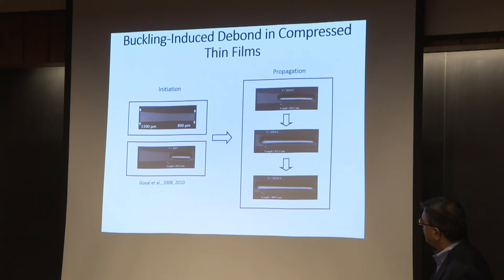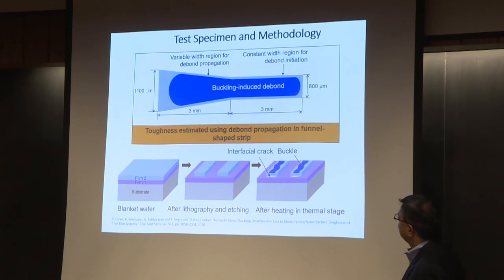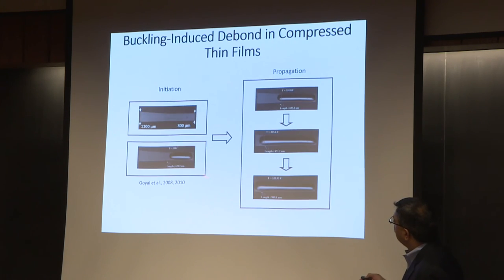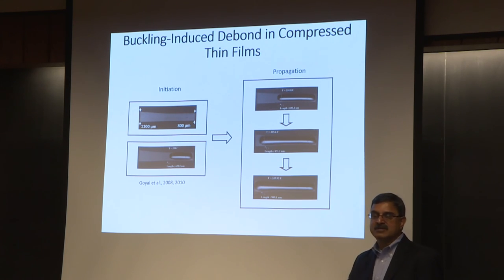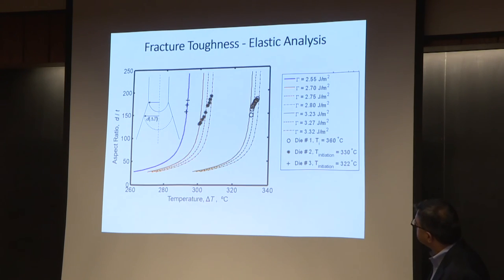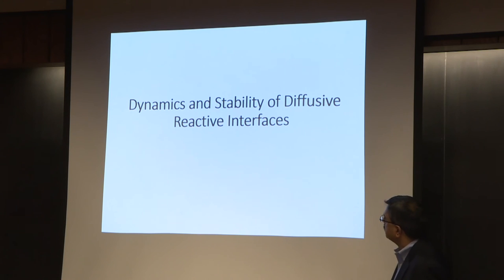We had to develop the theory for how buckling would induce debonding. So we had to develop a theory for that, and we had to develop a model for that. And we actually used that to extract the fracture toughness. But it turns out when you buckle these metals, the metals actually undergo plastic deformation. If you don't account for plasticity, you can't extract fracture toughness accurately. You would overestimate the fracture toughness. By accounting for the plasticity, you estimate fracture toughness. This was the thesis work of Sanjay Goel.